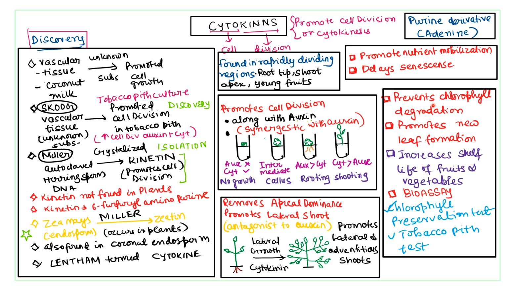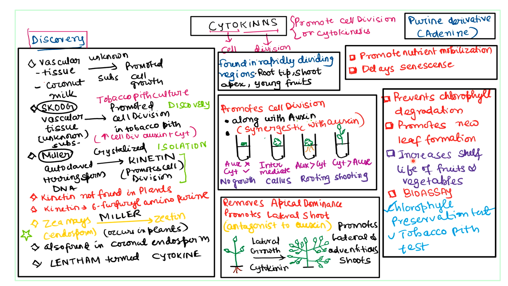Also, cytokinins promote nutrient mobilization in plants. All the nutrients can be used effectively. It delays old age or senescence. It prevents chlorophyll degradation. So cytokinins have a very important role in the synthesis of chlorophyll. How can you remember it? C for cytokinin and C for chlorophyll. So both you can remember that way. This cytokinin promotes new leaf formation and prevents the degradation of chlorophyll.